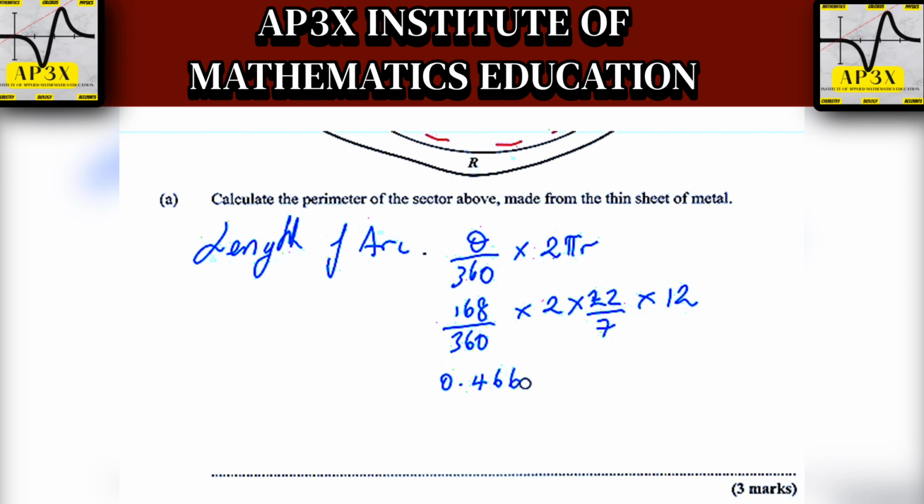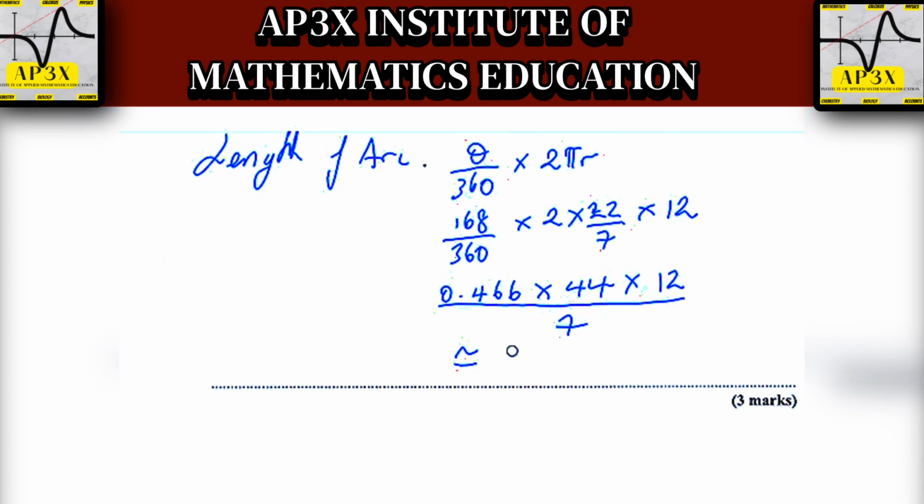That's going to be 0.466 recurring. So that's 0.466. And we're going to multiply that by 44. Then we're going to multiply that by 12. The 44 is because of the 2 times 22 times 12, and we're going to divide everything here then by 7, because we have already cancelled the 168 and the 360. So we're going to do 0.466 multiplied by 44 multiplied by 12, and then divide that answer by 7. So we get an arc length here that is approximately equal to 35.15.